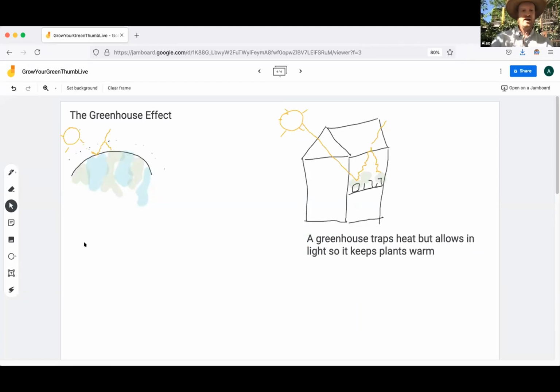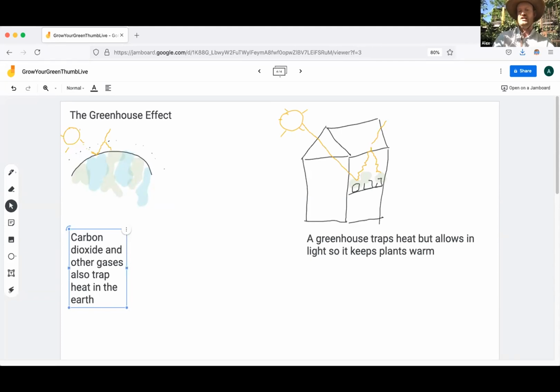Okay, and in the same way as the glass of the greenhouse traps heat, carbon dioxide and other gases also trap heat. And because this effect in the atmosphere is so similar to what the greenhouse does, this is now known as the greenhouse effect.